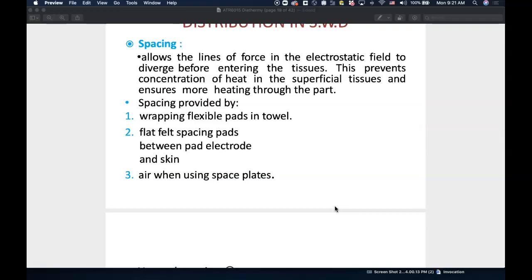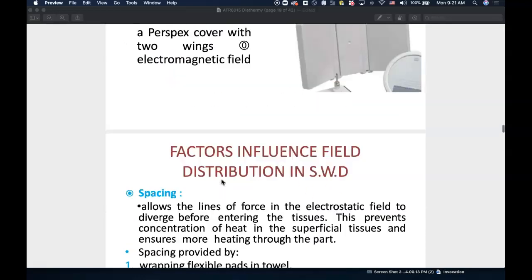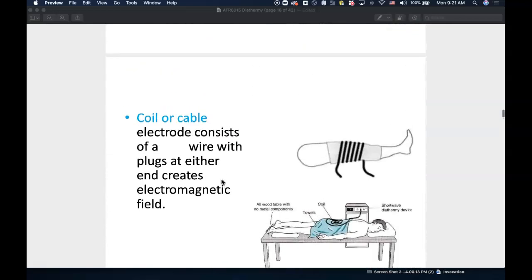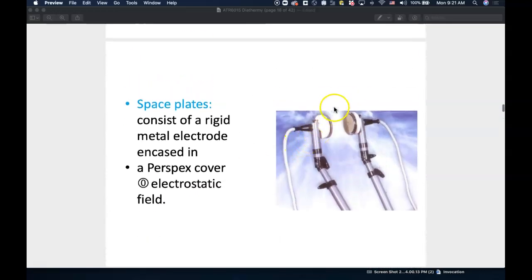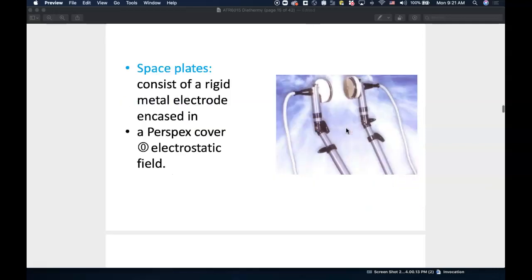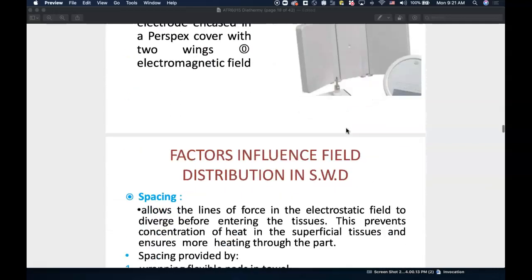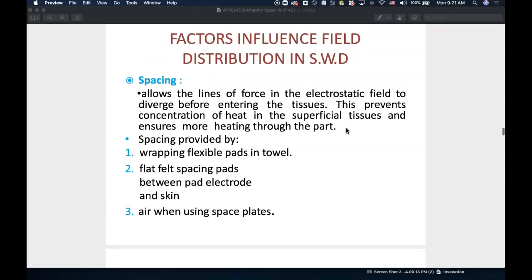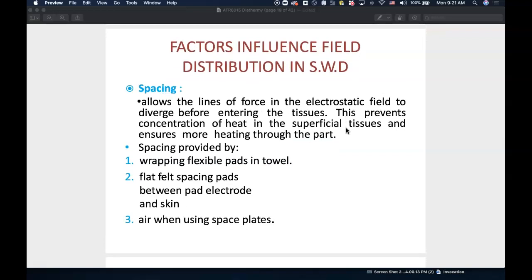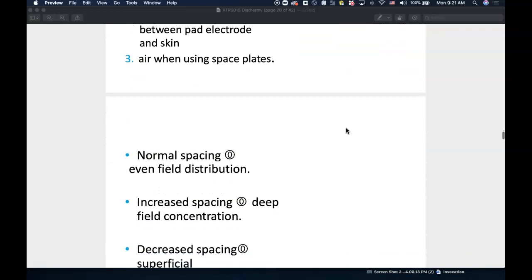Other ways that we can create spacing is air. So in this particular setup, as long as there's a space between these plates, then we're also creating a space, right? So there are natural ways to do that, and there are clinical ways to do that. You have to pick your poison based on which diathermy machine you actually have in the clinical setting.